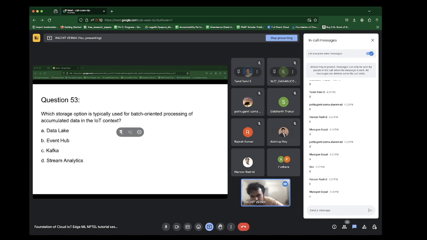Which storage option is typically used for batch-oriented processing of accumulated data in the IoT context? A, Data lake, B, Event Hub, C, Kafka, D, Stream Analytics. Data lake. Two of you have said data lake, and someone has said C. I'll explain why C is not the correct answer. Kafka is used for stream analytics, so that is why it is not the correct answer. Data lake is the correct answer.